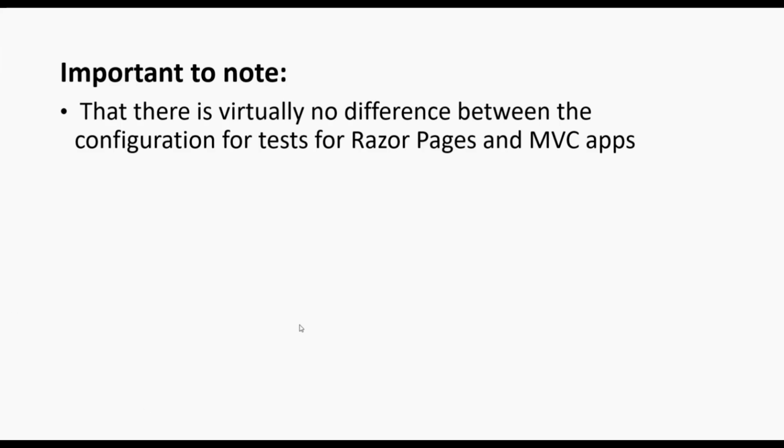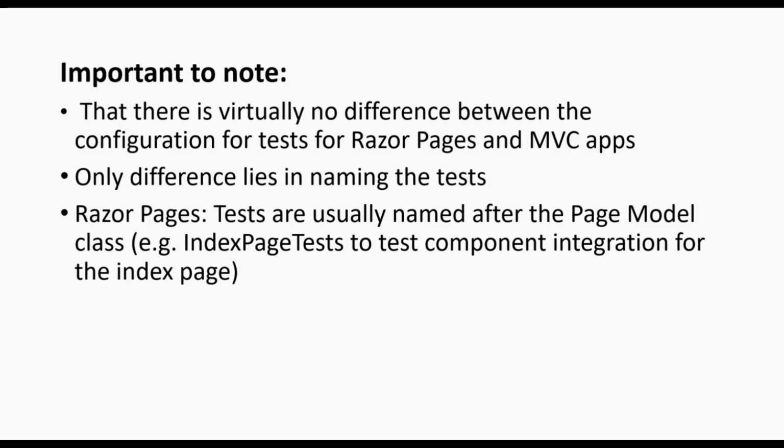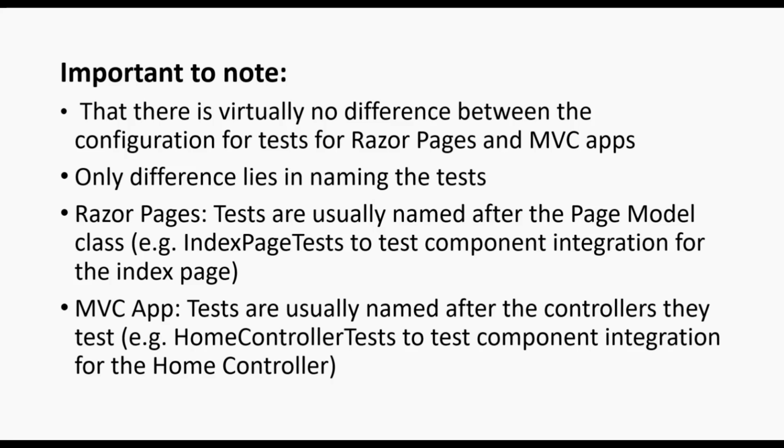Now it is important to note that there is virtually no difference between the configuration for tests for Razor pages and MVC apps, and the only difference lies in the naming of the tests. So for Razor pages, tests are usually named after the page model class. For example, the index page tests to test the component integration for the index page. And for MVC apps, tests are usually named after the controllers they test. That is, for example, the home controller test to test the component integration for the home controller.